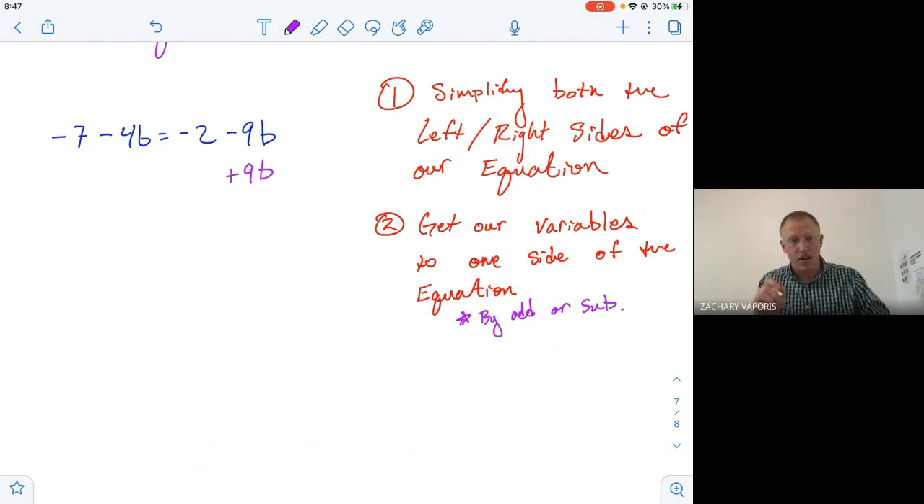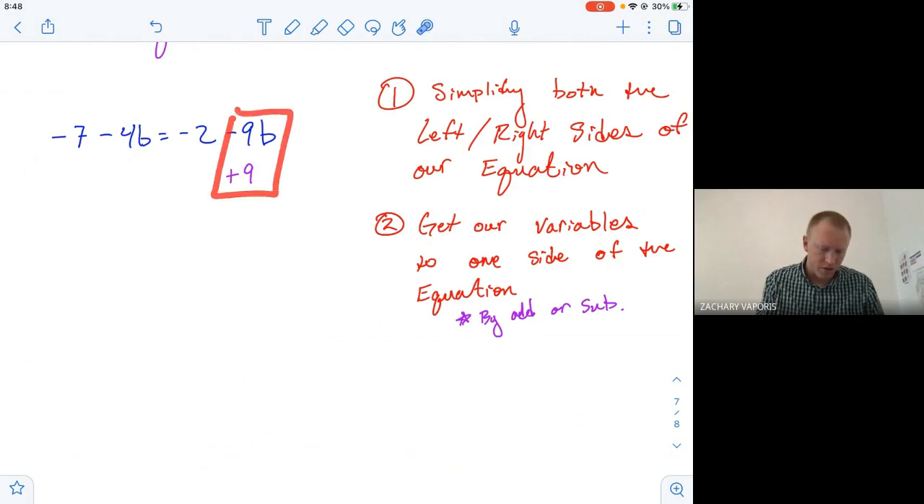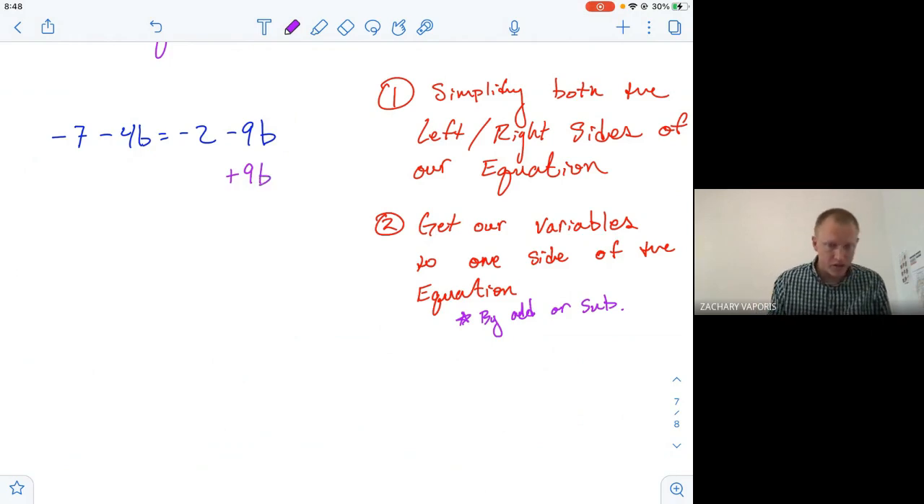Now, I want to make this very clear. You need to write this 9b, because if we just write 9, we can't really add these things together, right? Because this has a variable and this has a variable and this doesn't. So we need to ensure that we are adding 9b to both sides. And what you do to one side, you do to the other. So we're going to plus 9b to this side.